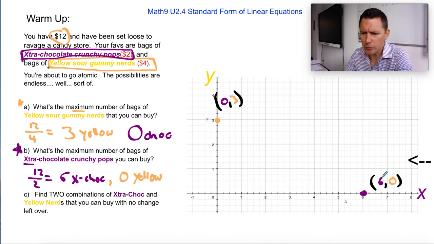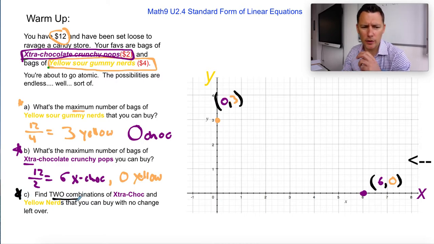So that's another point. What I'd like you to think about is figure out a combination of being able to buy some of these and some of those, breaking even with $12. You've spent all your 12, some of the extras, some of the yellows. Bear in mind the yellows are $4 each and the chocolates are $2 each, and figure out a combination. Actually, there's 2 combinations that work really well. And pause me until you found them. Go.